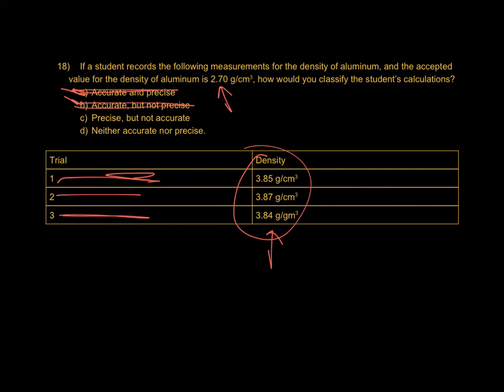Now the question is, is it precise? What does precise mean? Precise means you get the same answer every time. Well, they didn't get exactly the same answer, but the difference is only in the hundredth place, and it's only by a couple of hundredths either way. 0.84, 0.87, 0.85, those are pretty close. So I would say the answers are precise. They're just not accurate because they're not the right answer. They did something wrong in their calculations, but whatever they did, they did it the same way every time and they got something close to the same answer every time.